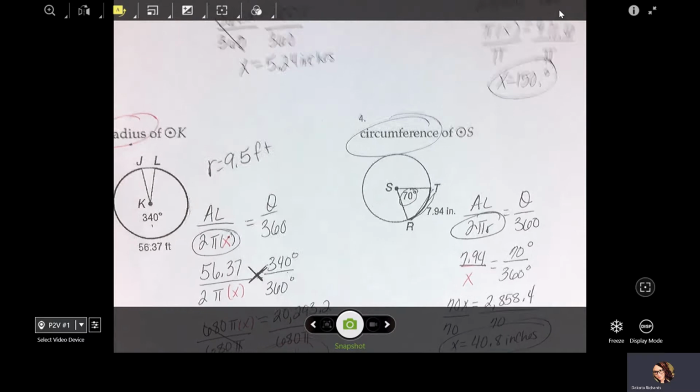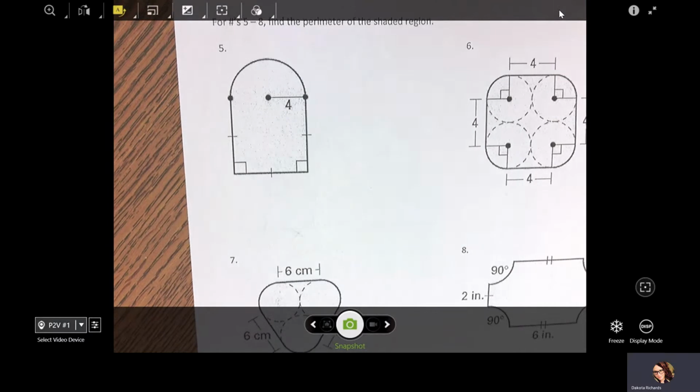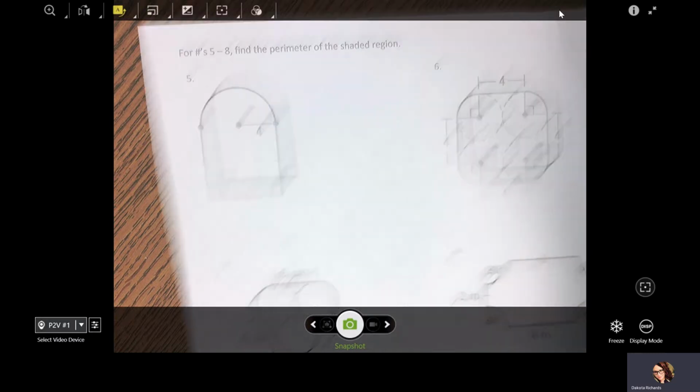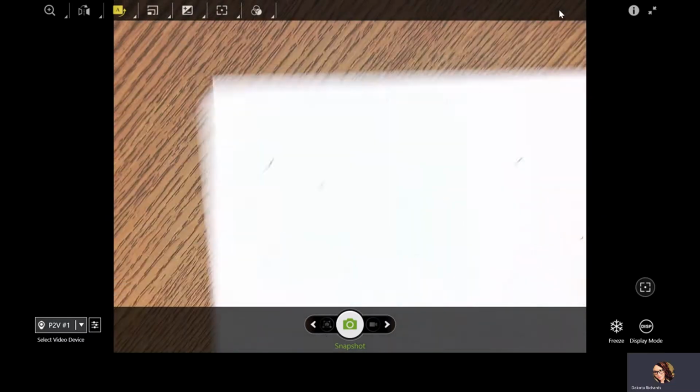Back page. Yeah, these were fun, but on 5, 6, 7, and 8, all you're doing is you're looking at circles and you're finding the circumference of circles and you're adding that to the side lengths that are already given to you. So look at number 5. Can you see that? Hold on.